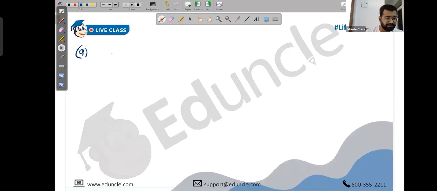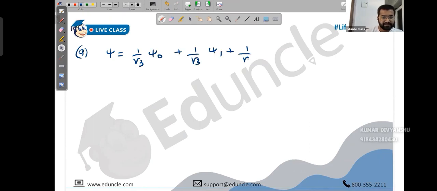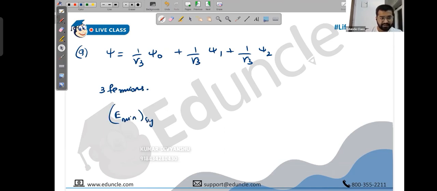Here's another question. They have given us a wave function, which is 1 by root 3 psi naught plus 1 by root 3 psi 1 plus 1 by root 3 psi 2. They have mentioned we have 3 fermions, and they're asking for the minimum energy of the system and the maximum possible energy of the system. Again, this is a question for the 1D harmonic oscillator.